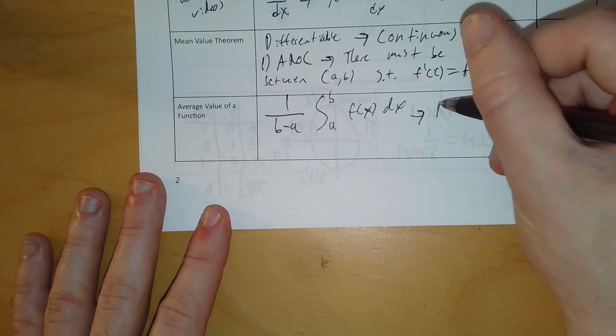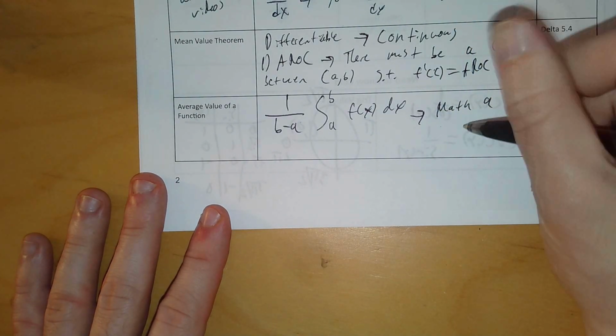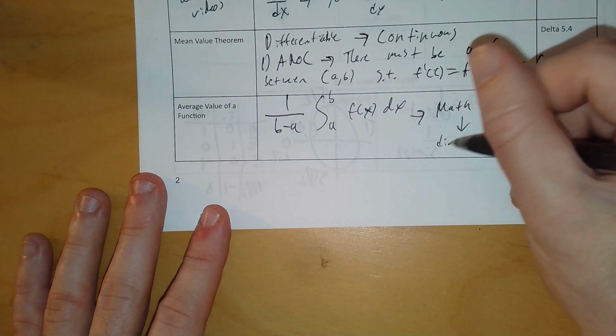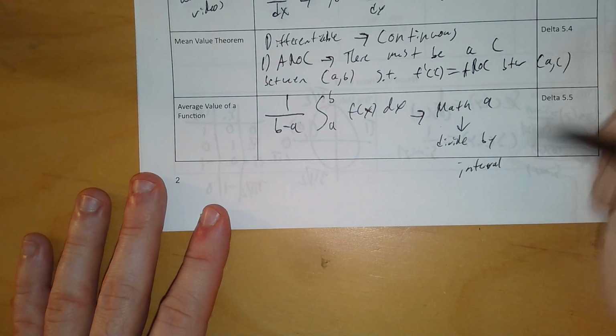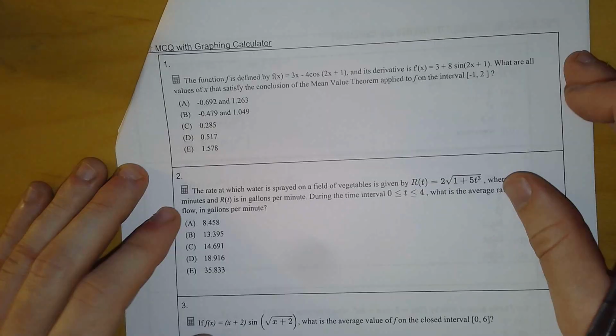Okay, this is math 9 on the calculator, right? Math 9, and then you would divide by the interval. That's the very basic notes. Okay, that's pretty much it. That's all you need to know for the test. Well, kind of an asterisk on that.